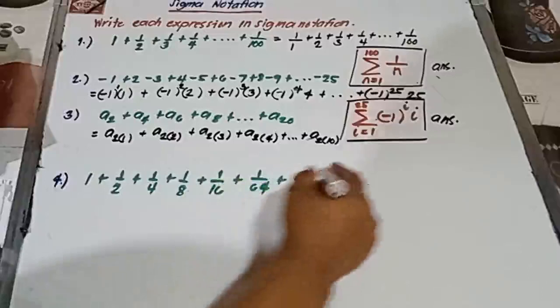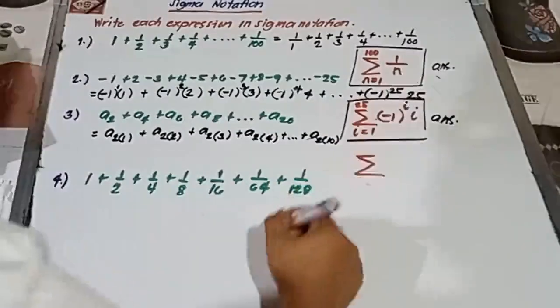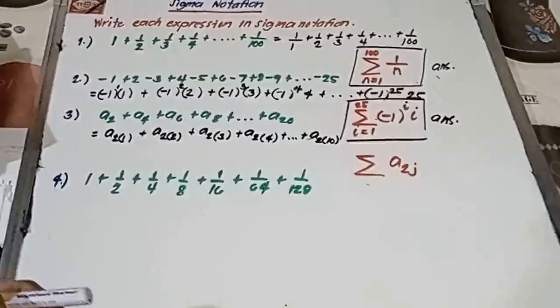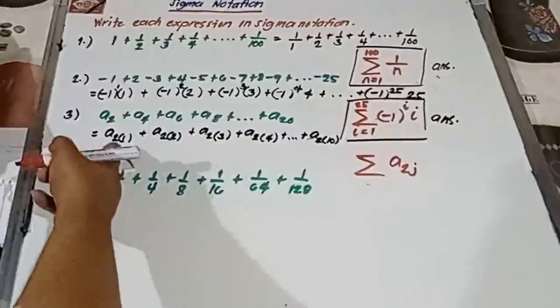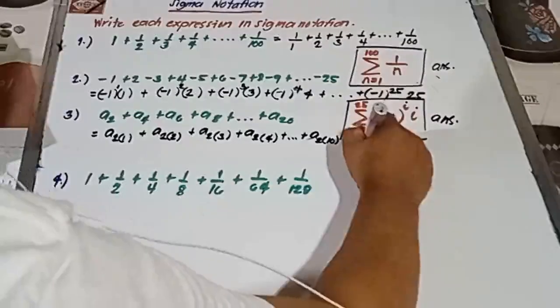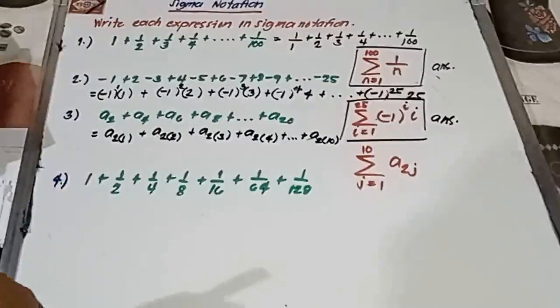Okay? So therefore, ang ating sigma notation, kita natin yung kanyang pattern. So sigma notation of this expression is we have a sub 2, let's say times j. Gamitin natin variable ay j. Ang ating lower bound is 1, upper bound is 10. From j equal to 1 to 10. Okay? So that is our answer dun sa ating example number 3.